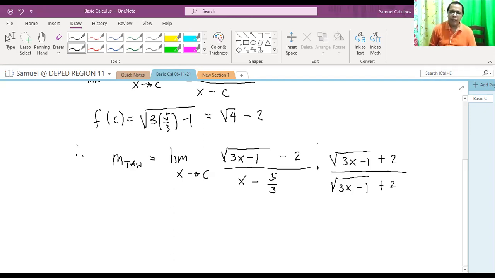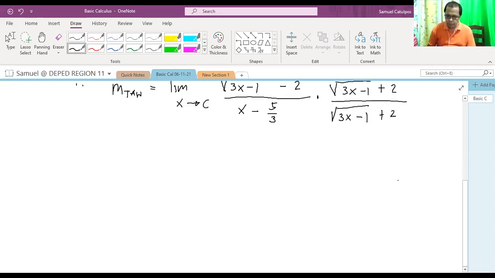Ana na siya, no? Kay kani siya, mura ra ka og nag-multiply og 1. So, kung nag-multiply ka og 1 sa function, mura ra kag walay gihimo, no? Mura ra kag walay gihimo sa function, kay nag-multiply mo kag 1.